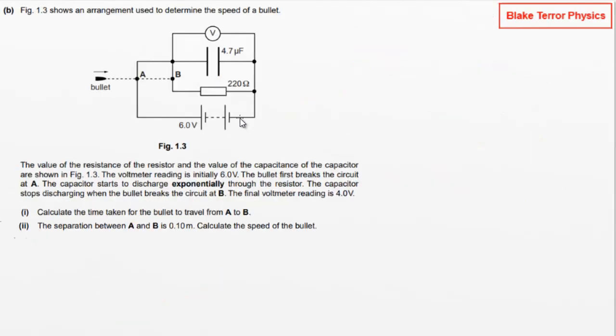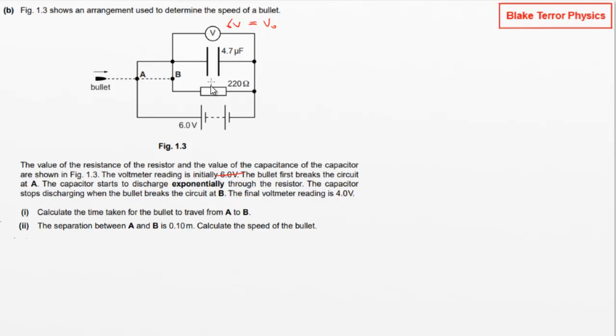Part B shows an arrangement used to determine the speed of a bullet. Wow, okay. So we've got a resistor, the value of the resistance of the resistor and the value of the capacitance of the capacitor are shown. Right, okay. Voltmeter reading is initially 6 volts. Cool. We've got 6 volts there initially. That's our V0.